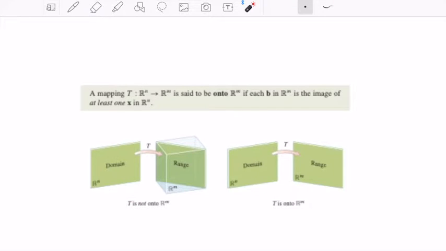But on the other hand, in the left picture, there's a linear transformation T, and the domain maps to the range, and the range is just covered by the transformation of the domain. Then T is onto.